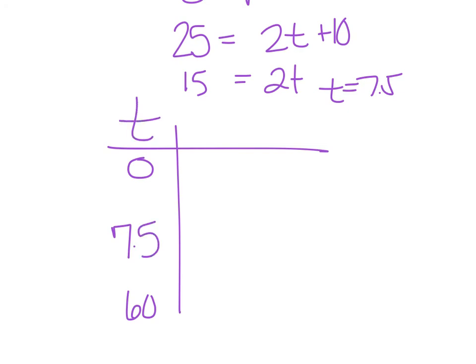Now the second column here is always the who. Who are you asked to find? You were asked to find the absolute maximum of the amount of water in the tank. And again, that was A of t. So I'm going to plug in 0, so I'll find A of 0.